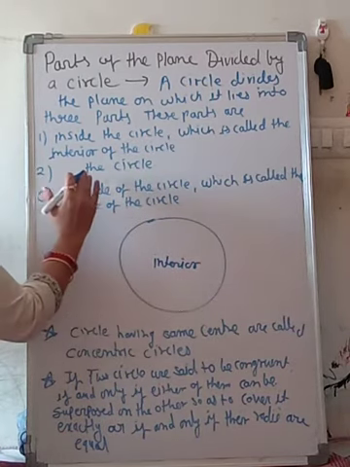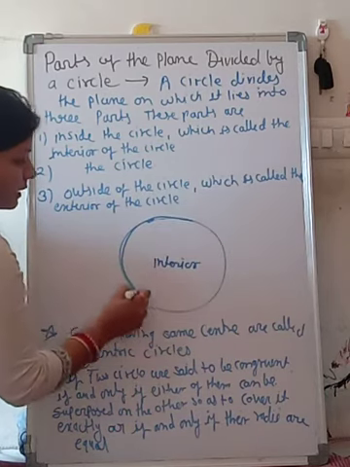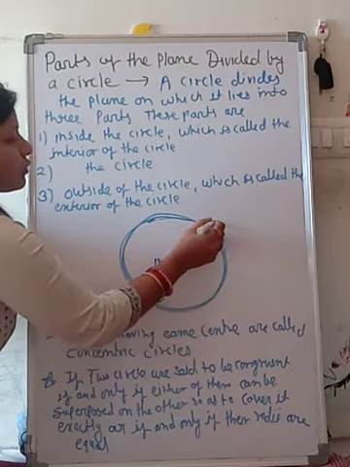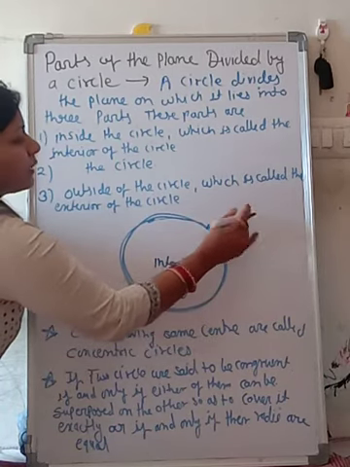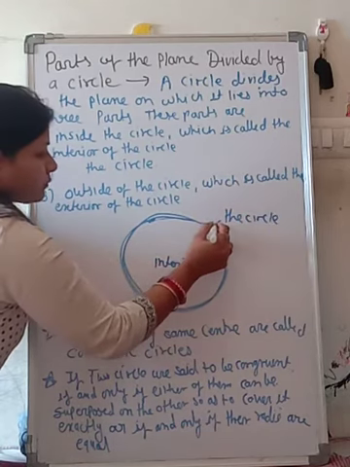Now the second part is on the circle. On the circle means that it lies on the circle. So you can write down here on the circle. This part is called on the circle.